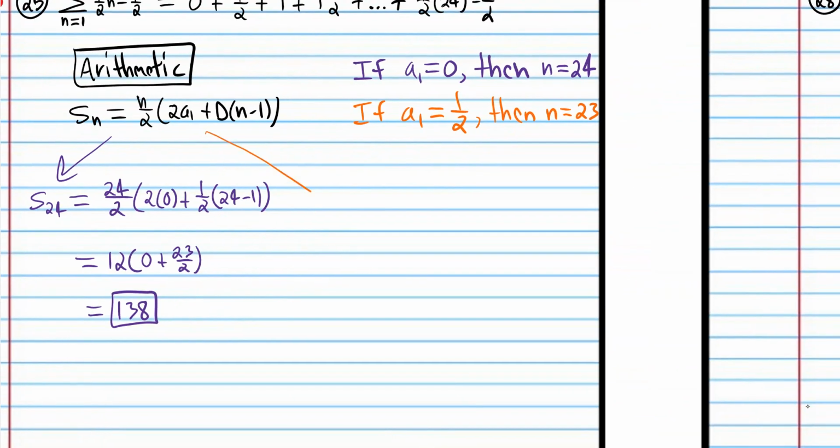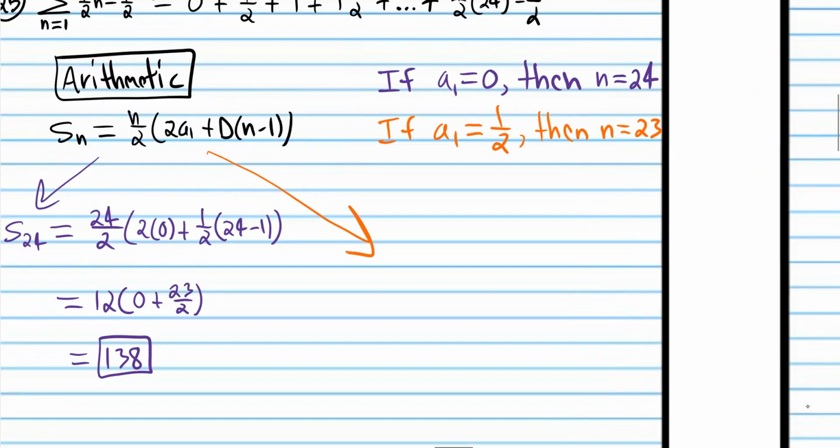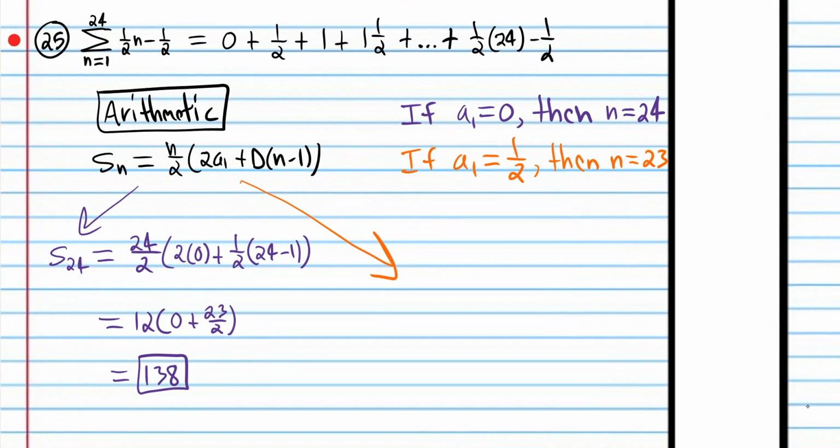Alright, so now let's do it the other way. Let's consider 1/2 to be the first term. So then we're going to add up 23 terms. And that's going to be 23 over 2 times 2 times the first term, which is actually 1/2, because we're considering this to be the first term now. We're just ignoring 0. Plus the common difference times 23 minus 1.